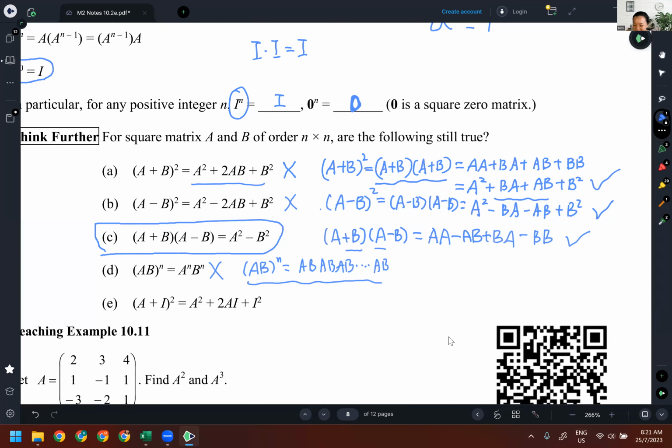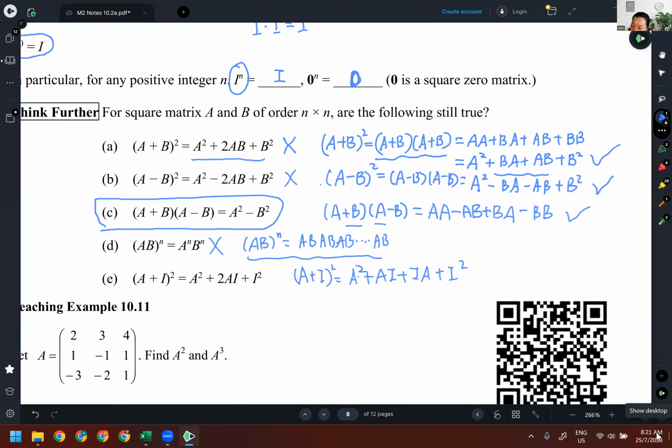Cassandra? Is it true? Yes, it's true. This one is true. Because you see that A plus I squared is A squared plus AI plus IA plus I squared. The expansion is still true. And AI and IA are the same. Now, IA and AI are equal, so you can swap them for this one. And that is A squared plus 2AI plus I squared.